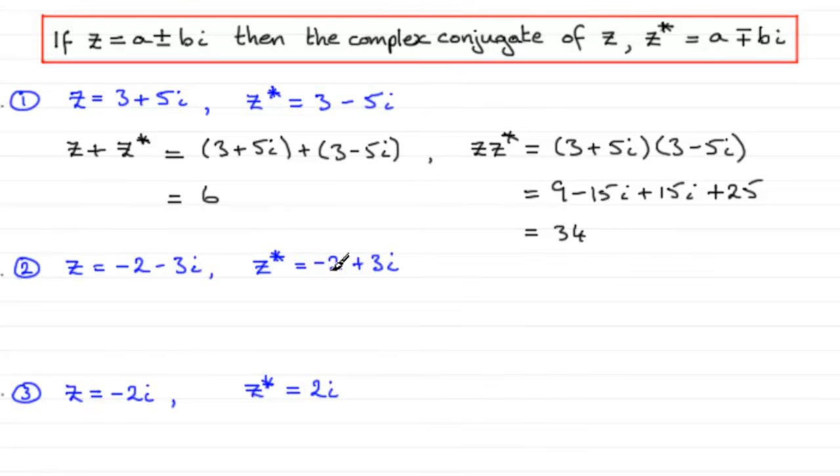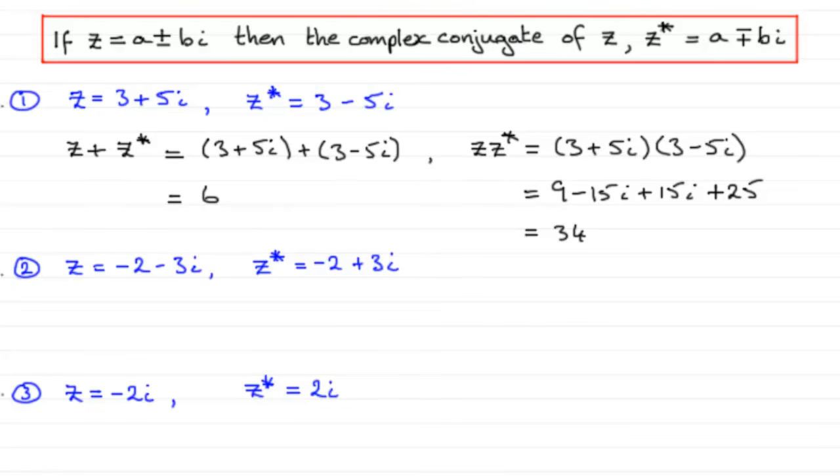You might like to just try these two, just as a short exercise. Check out that if you add these two together, you get a real number, and if you multiply them together, you get a real number. And the same with this. Just pause the video for a moment and come back when ready, and I'll run through the solutions to these.